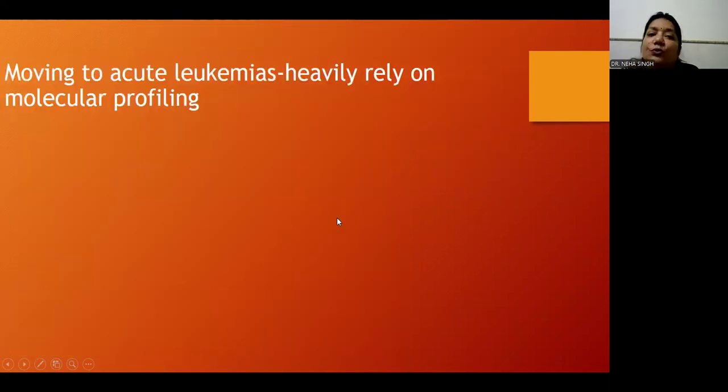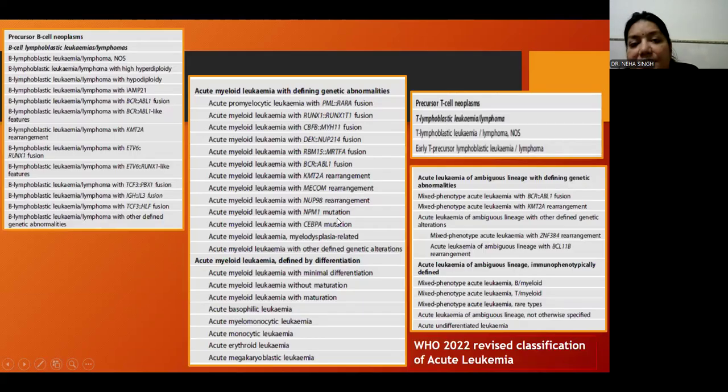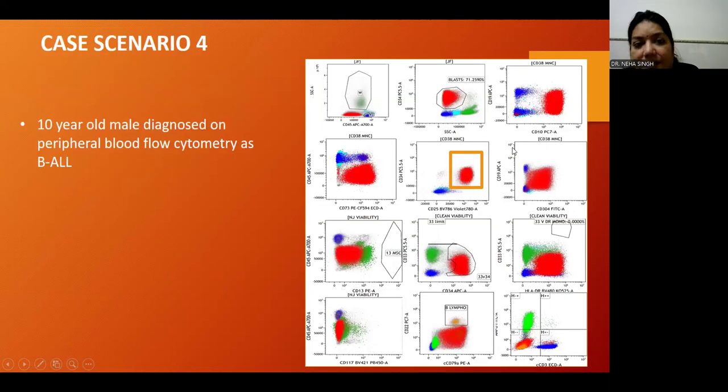So we move on to the acute leukemias, which in today's times rely heavily on molecular signature. See, the B-ALLs, they have so many molecular signatures. You are aware of most of them. Again, AML has so many fusions and mutations. So let us try to understand the cases through valid examples.